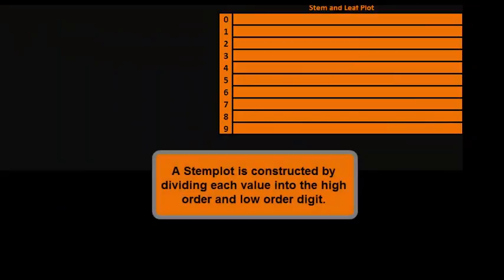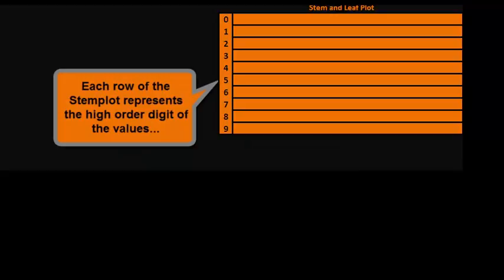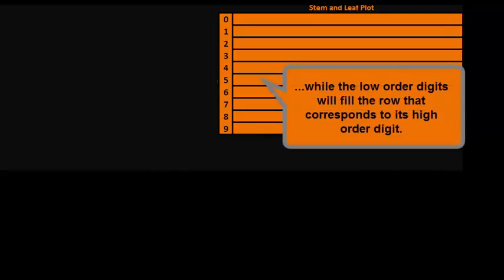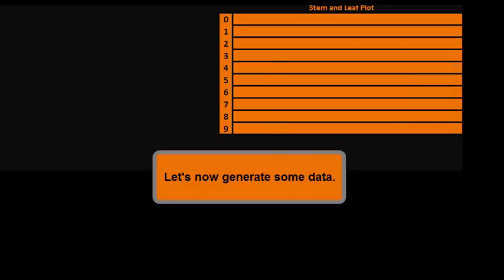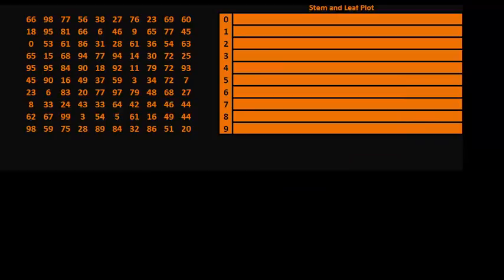A stem plot is constructed by dividing each value into the high order and low order digit. Each row of the stem plot represents the high order digit of the values, while the low order digit will fill the row that corresponds to its high order digit. Let's now generate some data.